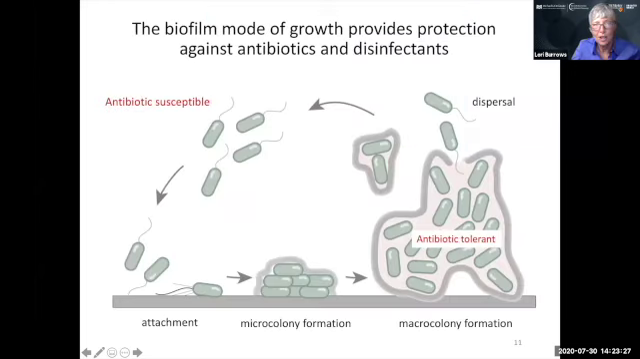All right, onwards. The biofilm mode of growth provides protection against antibiotics and disinfectants. So when we have bacteria in a planktonic state, they are antibiotic susceptible, and this is the state which is used to do MIC testing. So when you submit a sample to the lab and they are testing to tell you which antibiotic the organism is susceptible to, they will grow it planktonically.